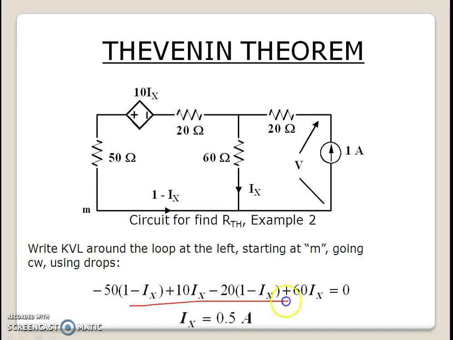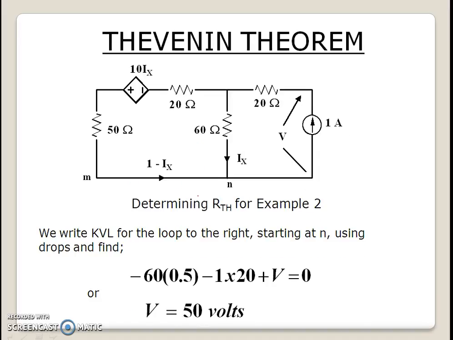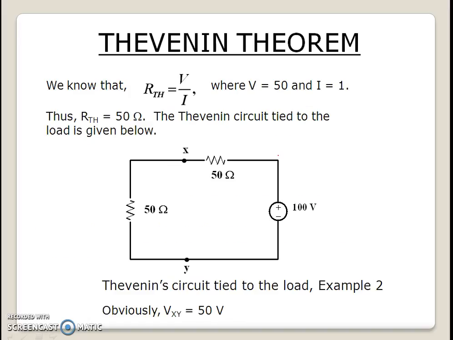The mesh equation we can write with the inner loop. Then we can find out the voltage across the terminals X and Y. Once we find out the voltage across terminals X and Y, we can find out the Thevenin's resistance. It is 50 ohm resistance.